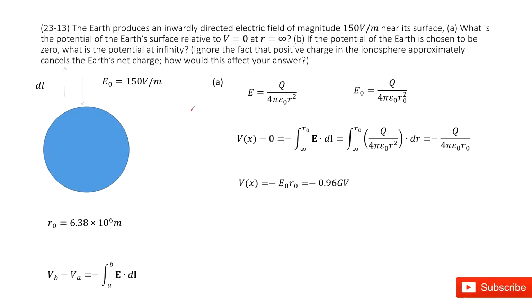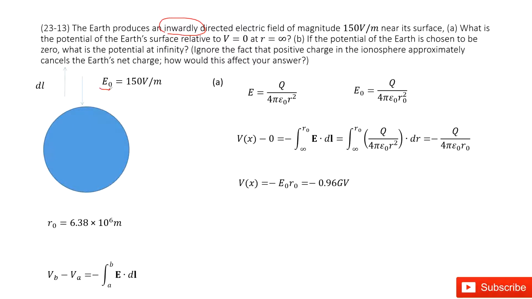Let's look at problem 13 in chapter 23. Chapter 23 is about electric potential. So we look at this system. It tells us the Earth produces an inward electric field and the magnitude is given. So we can draw it inward, pointing to the center, right?